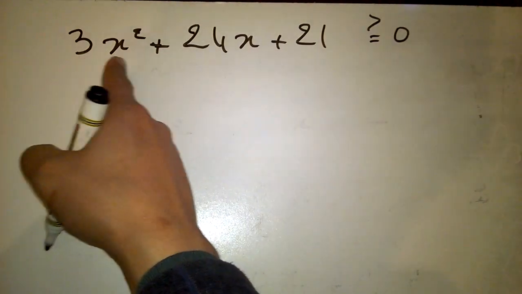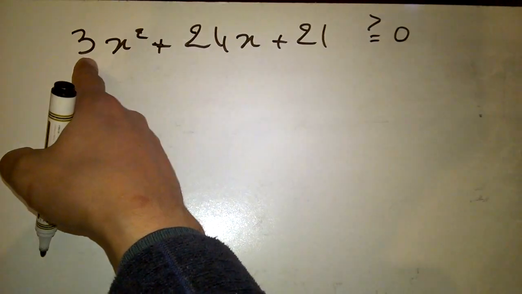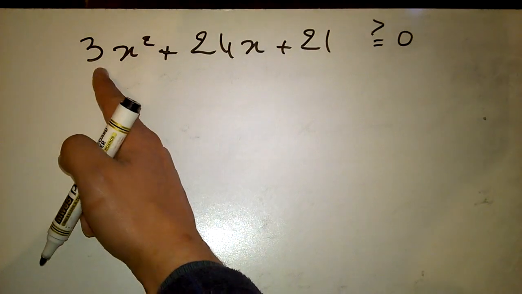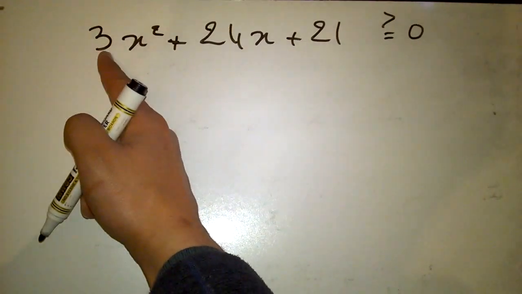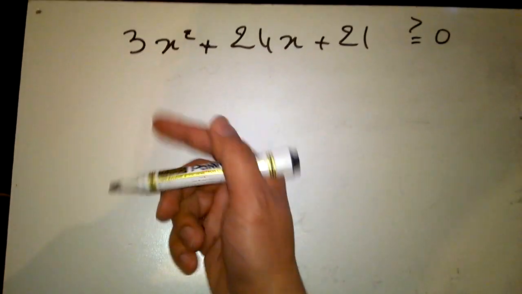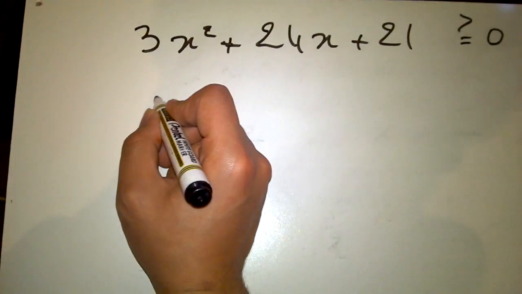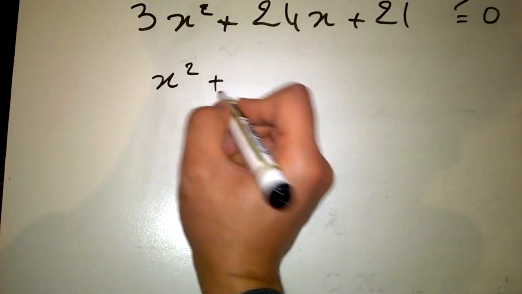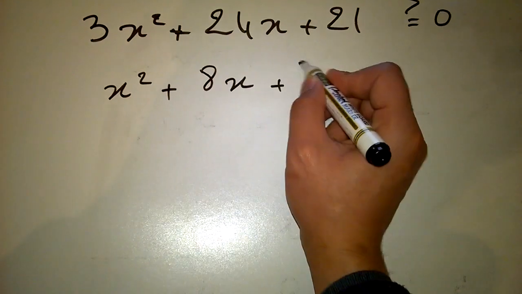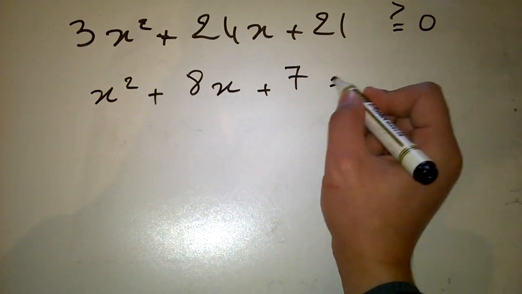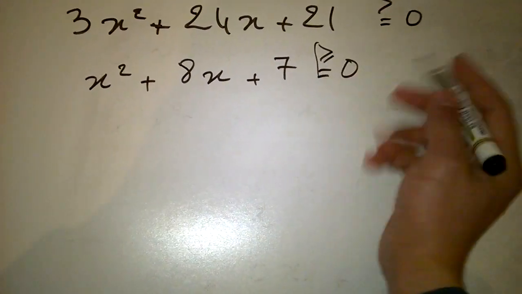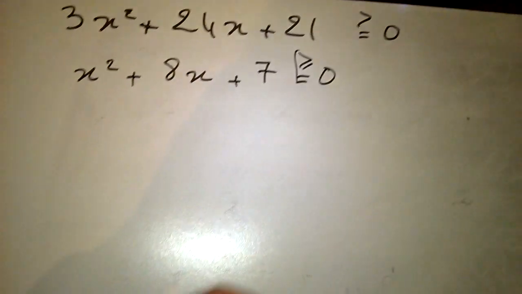So first thing, if you want to use the completing of the square method, the coefficient of x squared has to be 1. What do we do to get 1 here? We divide everything by this coefficient. So if we divide everything by 3, the first step is we get x squared plus 8x plus 7 equal to 0 or greater or equal to 0. This doesn't matter, just forget about this part. That is the first thing.